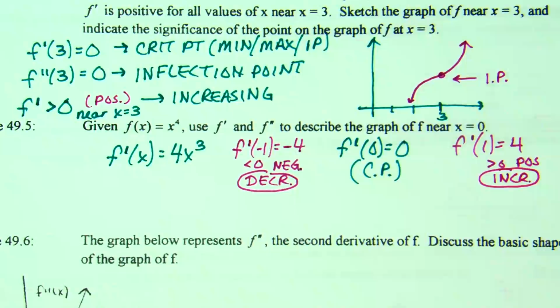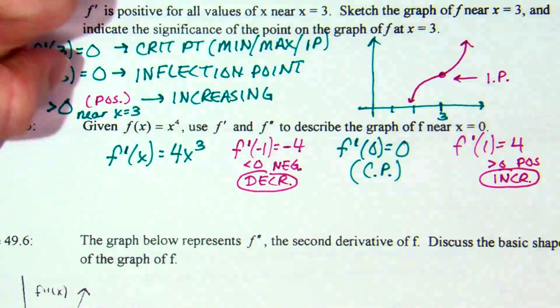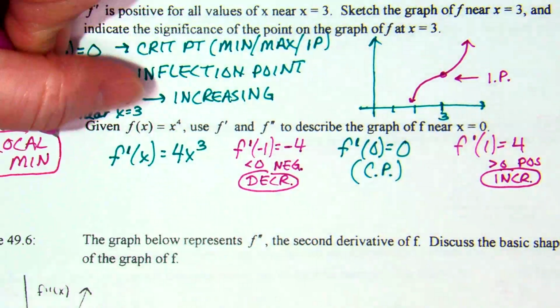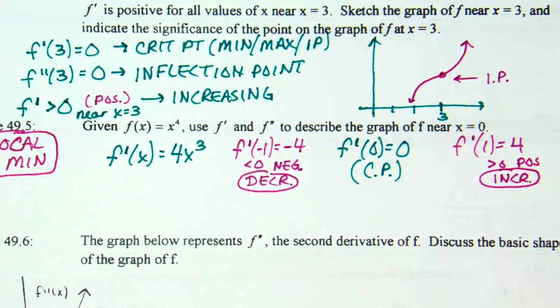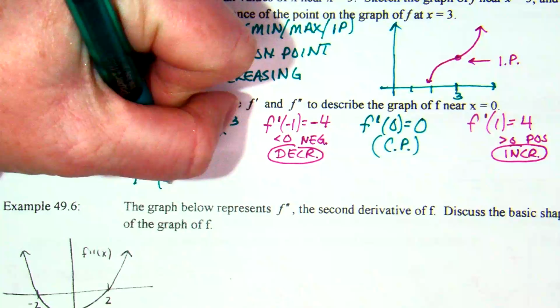Okay, so what are we suspecting here? Decreasing, critical point, increasing. So based on what we know right now, we're going to assume that there's a local minimum. Now it also asks us to look at the second derivative, yes? So, first derivative was 4x cubed. What's the second derivative?